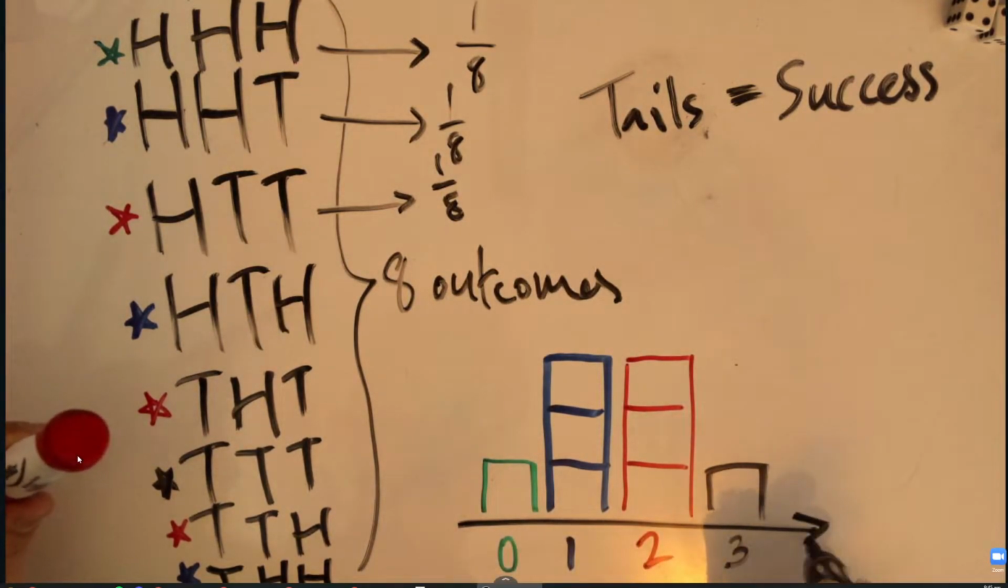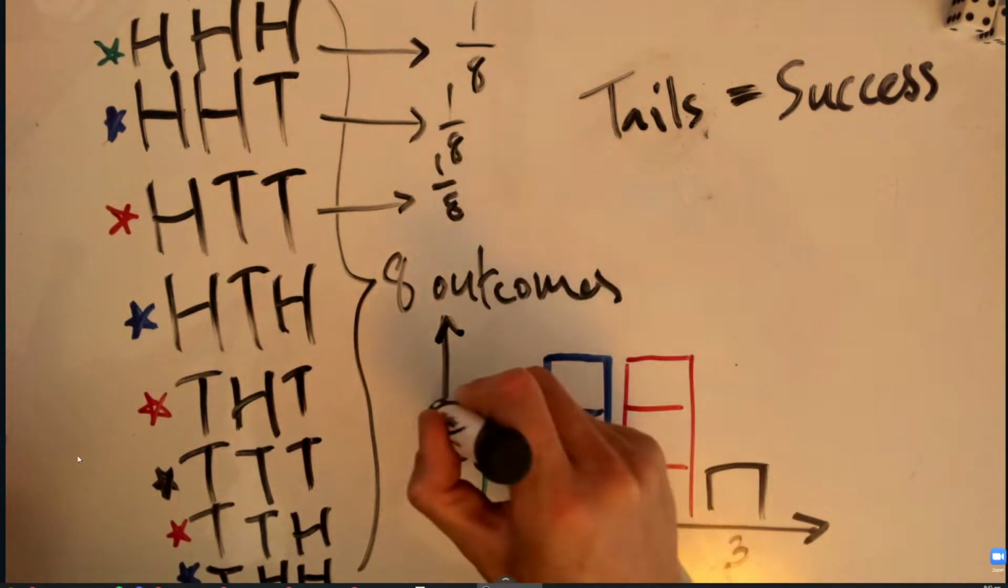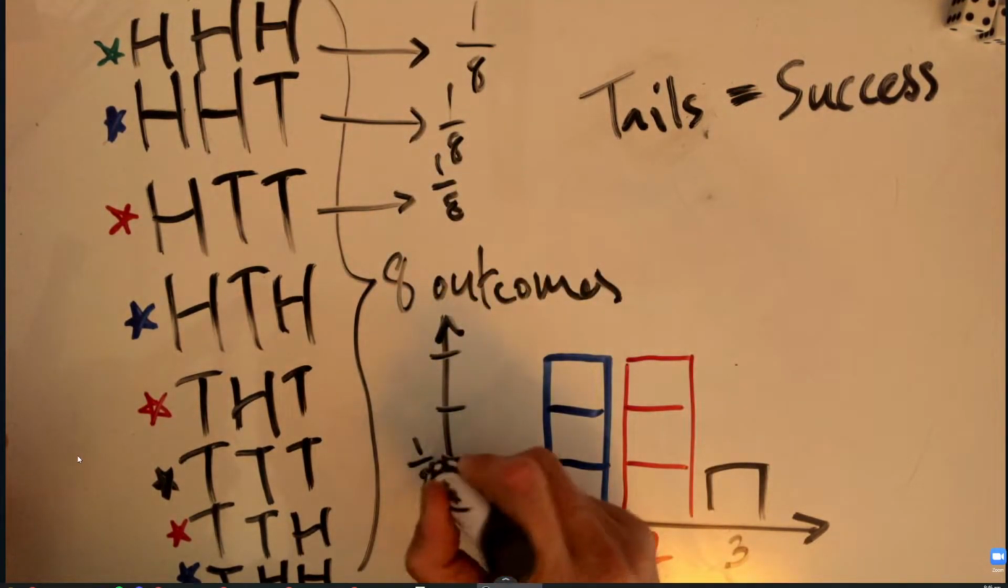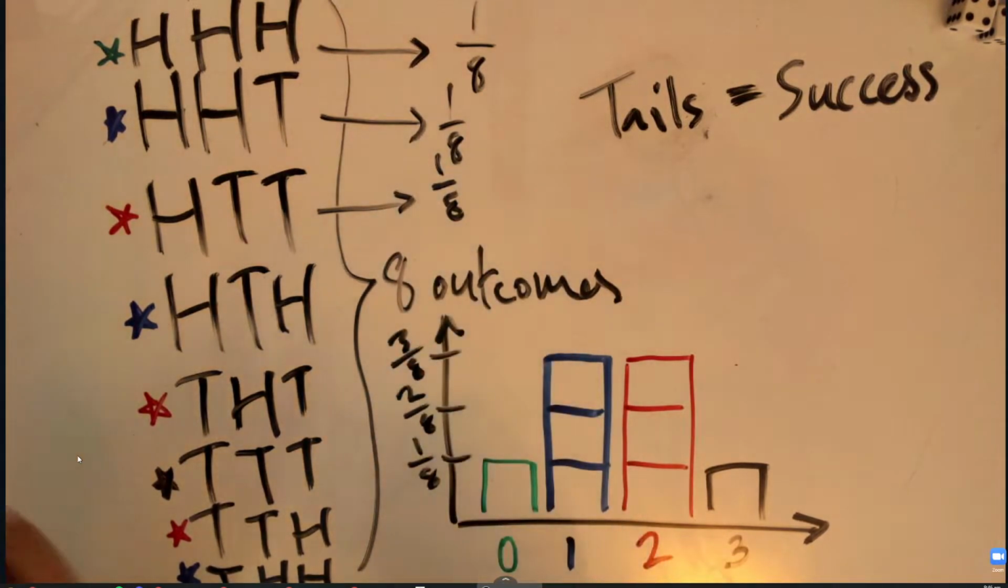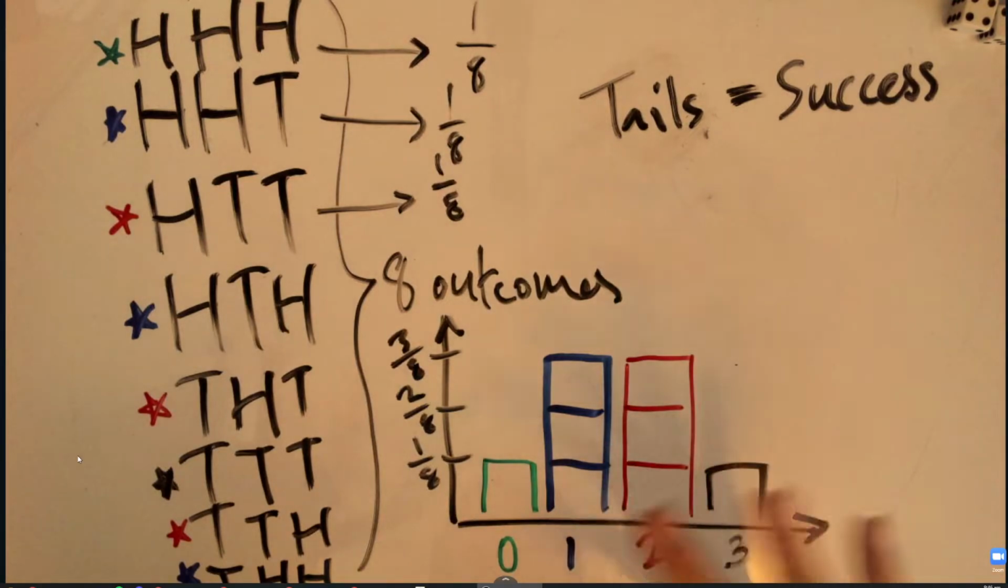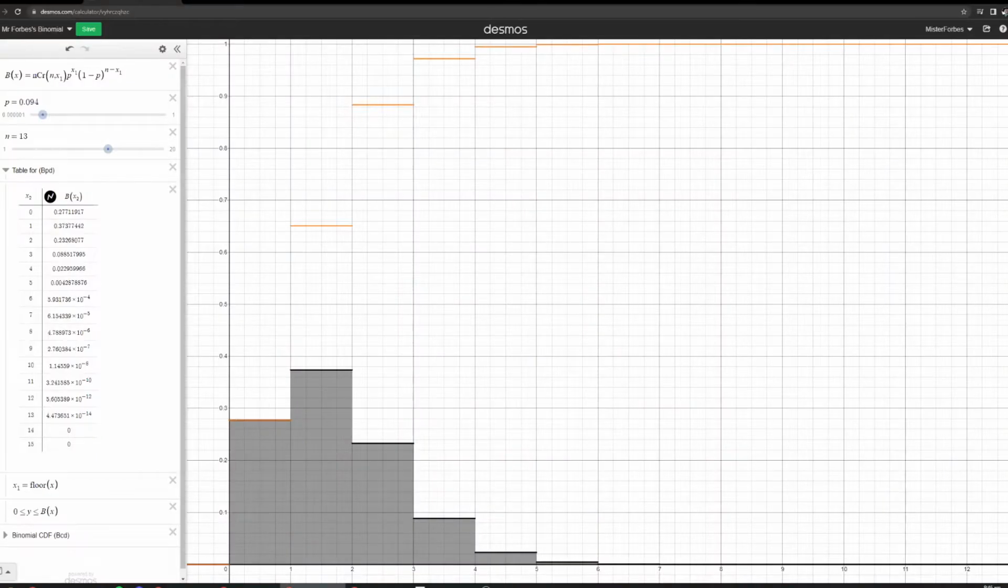And then going up here, we have our probabilities, right? So this is a 1 out of 8, this is a 2 out of 8, and this is a 3 out of 8. Right, so this is what the binomial distribution looks like. So let's have a look at a more professional one. It's going to look exactly the same though.